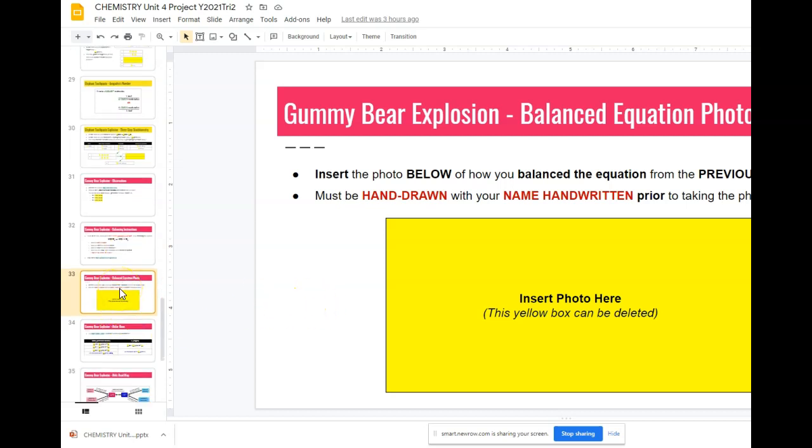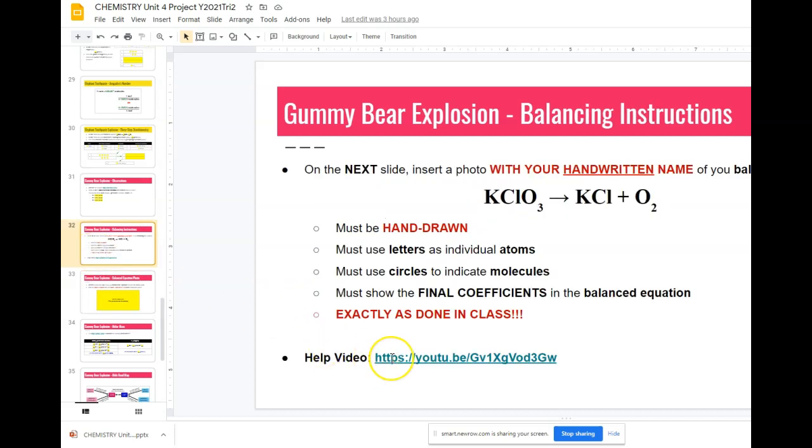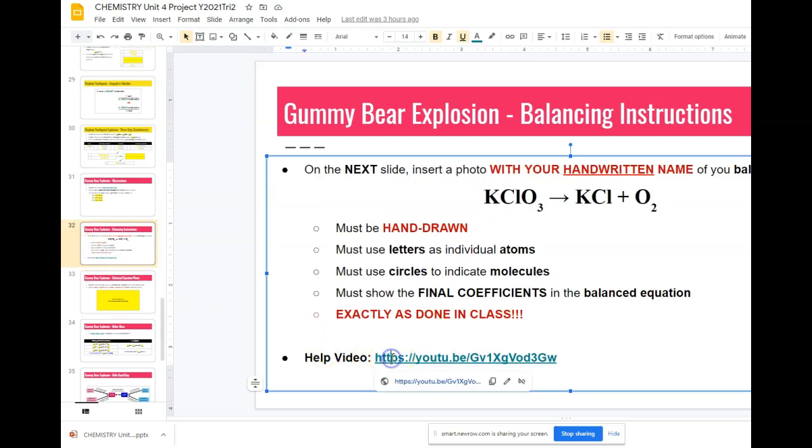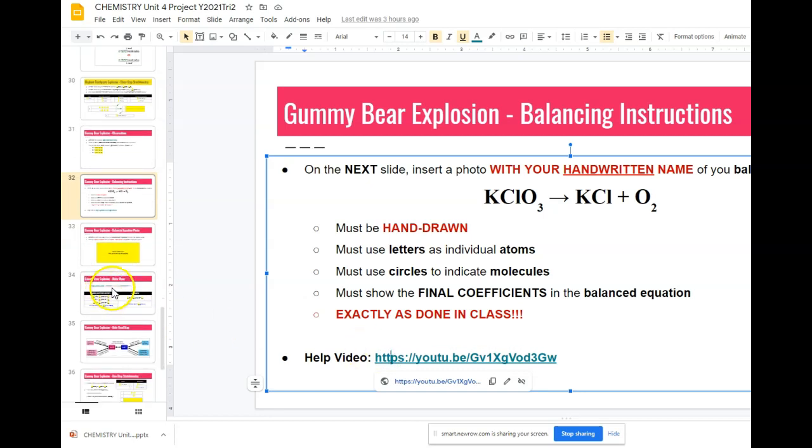If your balanced equation is wrong, then every single one of your stoichiometry problems will also be wrong, and your stoichiometry problems are half of your grade here. So you absolutely have to make sure that your equation is balanced, absolutely have to make sure that you inserted the photo of your balanced equation. Again, I already did most of it for you in the help videos, so just watch the help video. All right, that's all I'm asking.